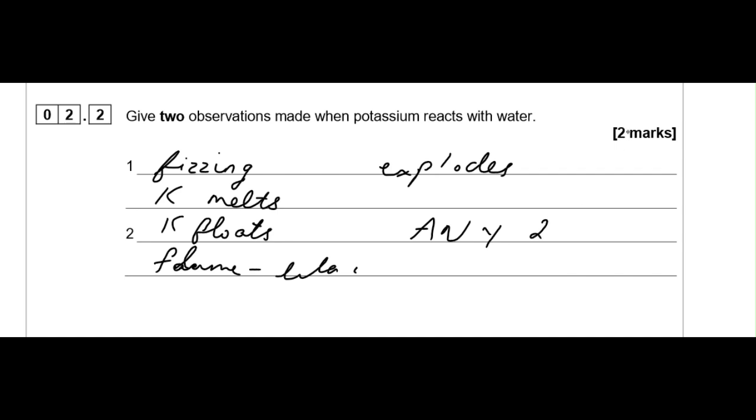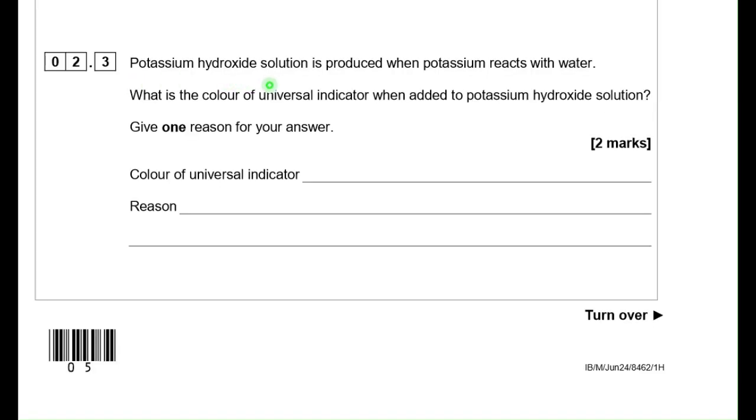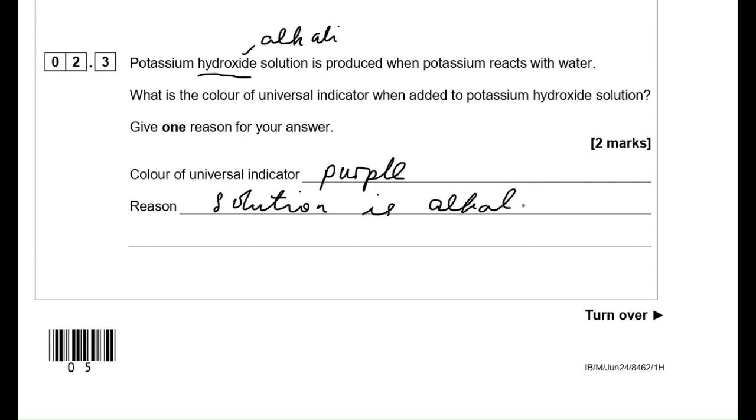Question 2.3. So, potassium hydroxide solution is produced when potassium reacts with water. What is the colour of universal indicator when added to potassium hydroxide solution? Give 1 reason for 2 marks. Well, the colour of the indicator will be purple. And this is because we're dealing with a hydroxide. And a hydroxide, remember, is an alkali. So the reason for the purple colour is the solution is alkaline. 1 mark for each, for 2.